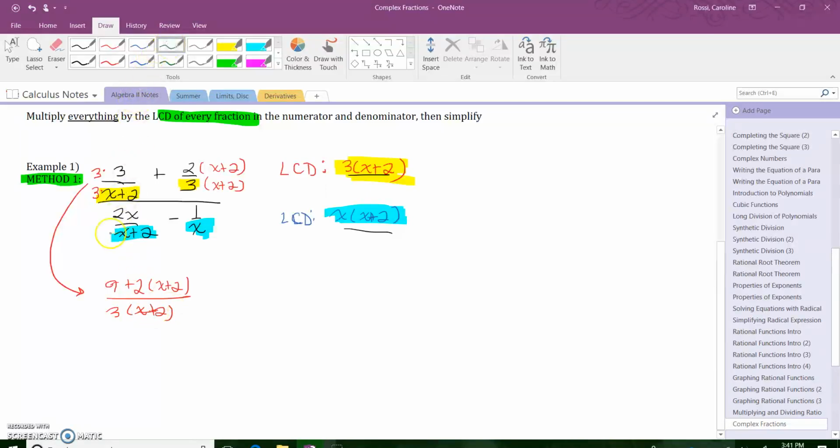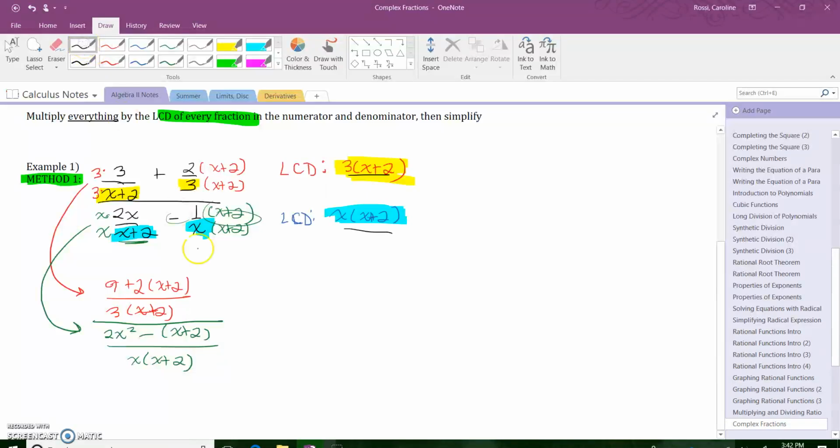All right, now let's take a look at these two. I have x plus 2, but I really want x times x plus 2. So let's multiply by x. Here I have an x, but I need x plus 2. So I'm going to multiply by x plus 2. And I'm going to put these two down here. So x times 2x is 2x squared. Minus 1 times x plus 2 is just minus the quantity x plus 2, all over the LCD down here.